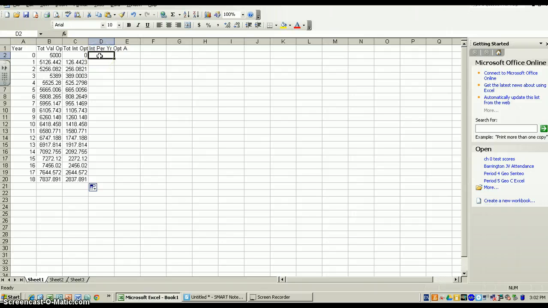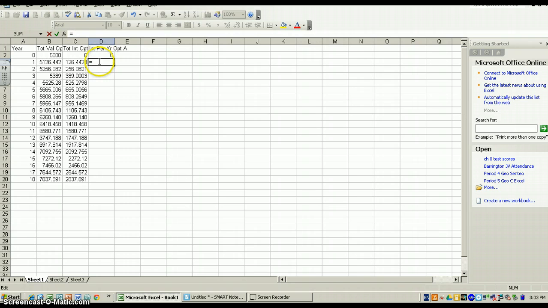This one's probably the trickiest one. In year 0, we didn't have any interest, so we're still at 0. But now we need to create another equation. So I need my equal sign. And if I want the interest just from year 1, I need to take year 1's total value and subtract year 0. If I want the interest from year 3, I need to take year 3's total value and subtract year 2.